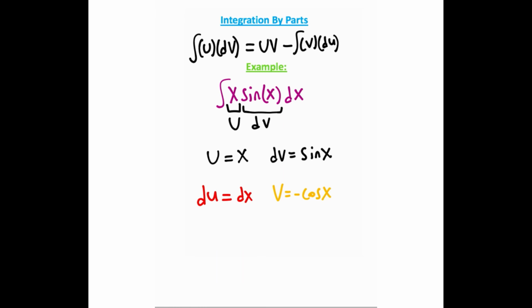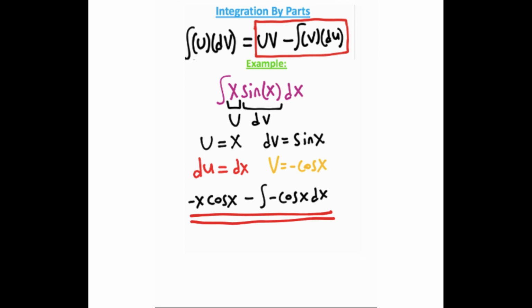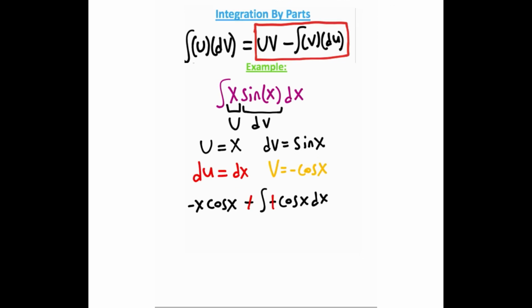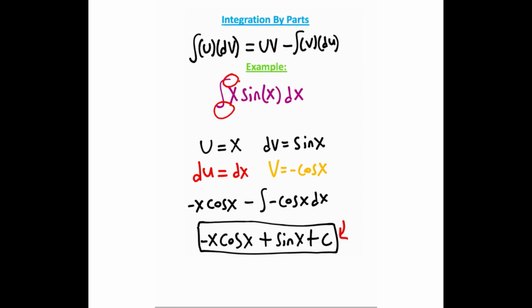Now we can just plug it in to the formula you see on top of the page. And what that's going to do is give us that. We can go ahead and cancel this negative sign with this negative sign, and we can integrate this cosine x dx. What that's going to give us is this final answer right here, and we want to do a plus c, because notice that this is not a definite integral right here.